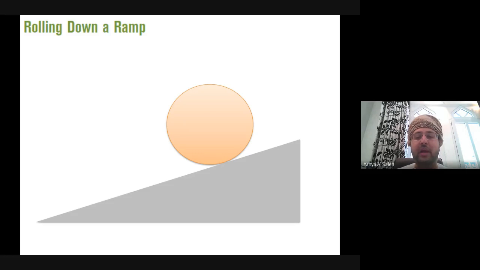Okay. Now we have done this before with just a cube or an object that is sliding down the ramp. Now it's going to be different. It's going to be rotating and falling at the same time. It's a rolling motion. Let's write down our information.